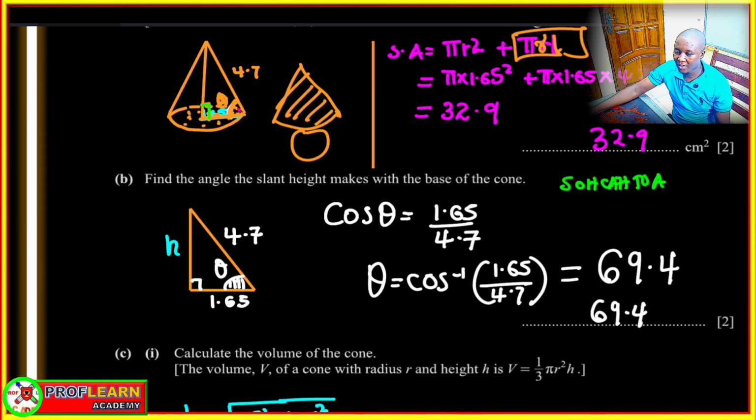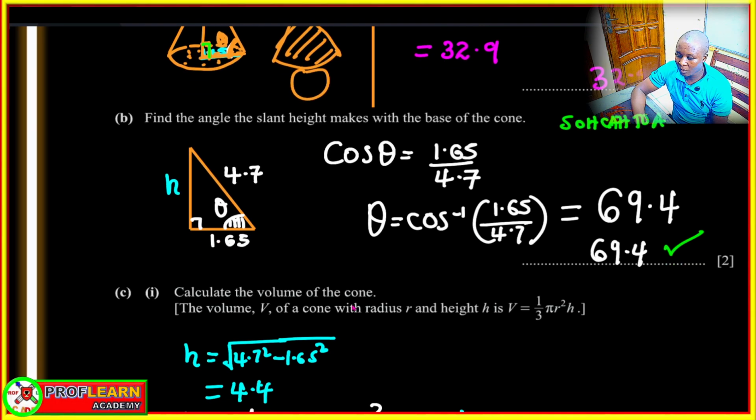Whereby we have adjacent over hypotenuse, so we shall say cos of 1.65 over 4.7, and then we can find cos inverse, and our answer is going to be 69.4. Calculate the volume of the cone.